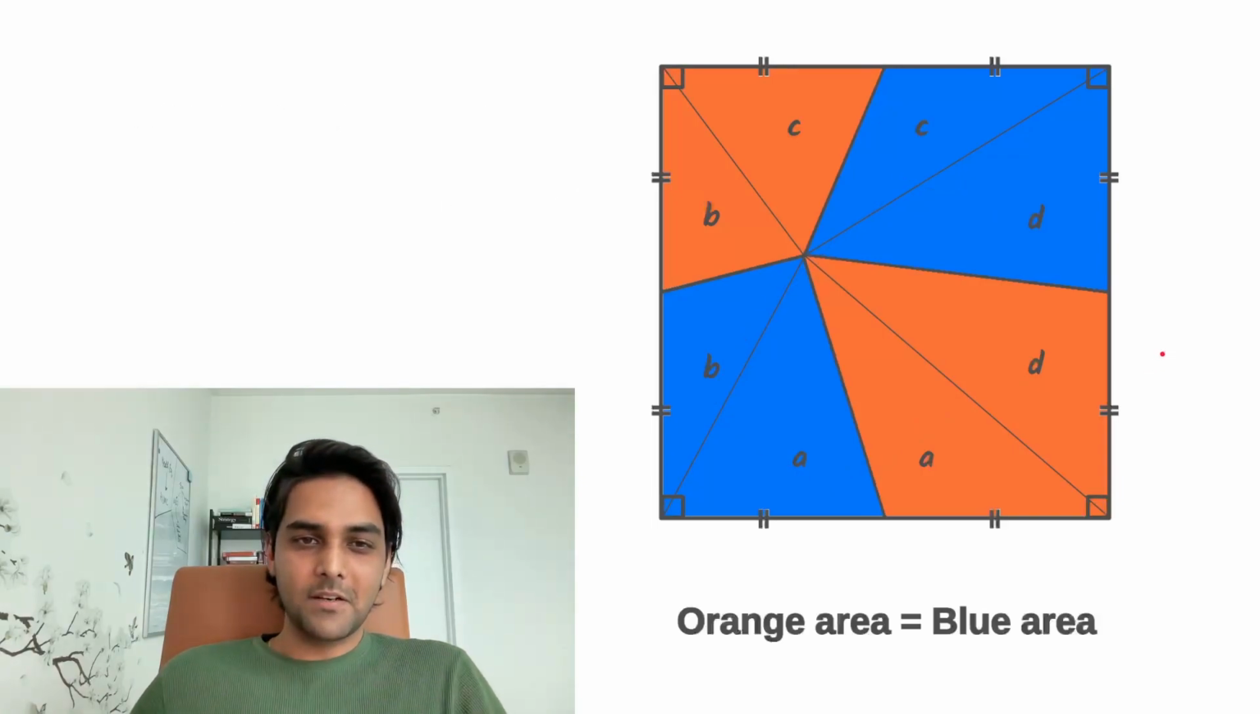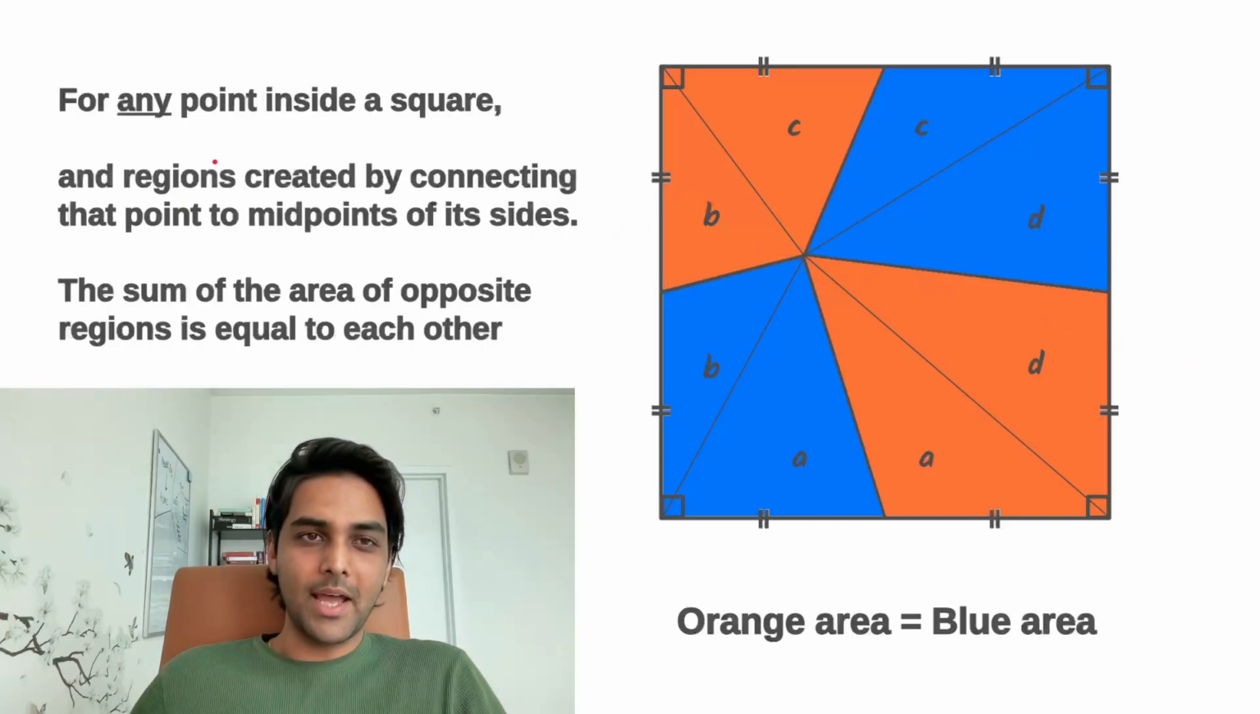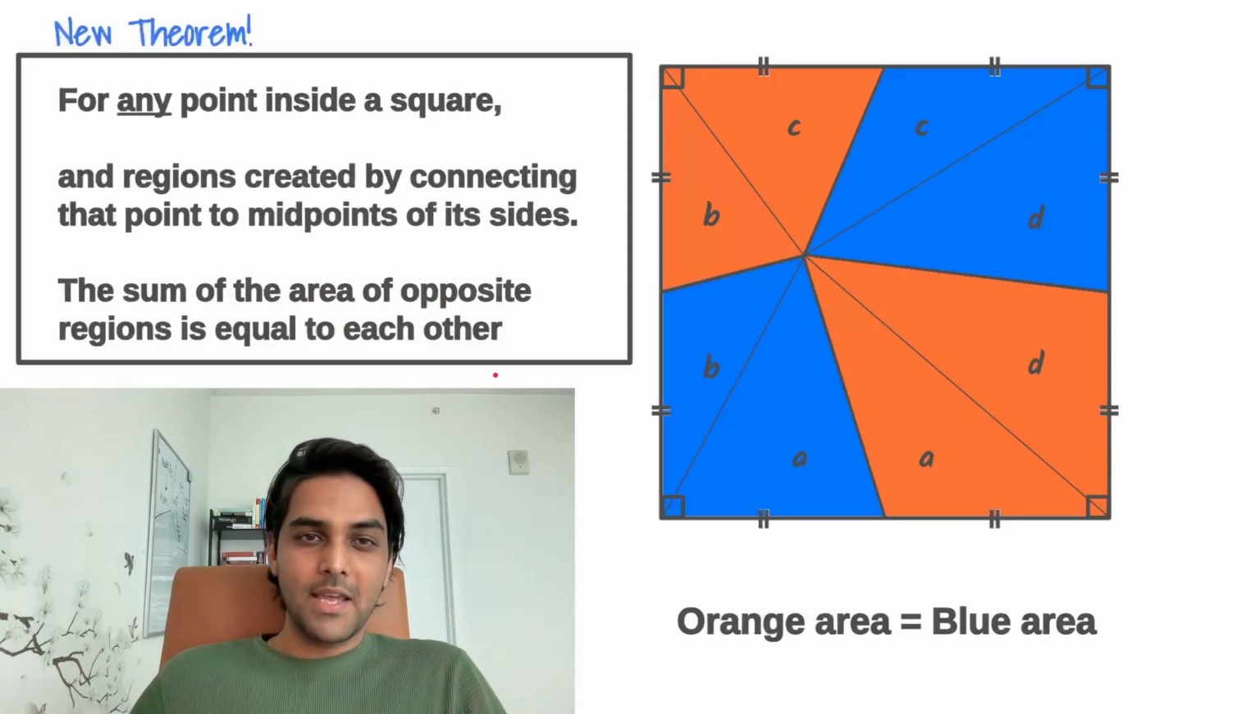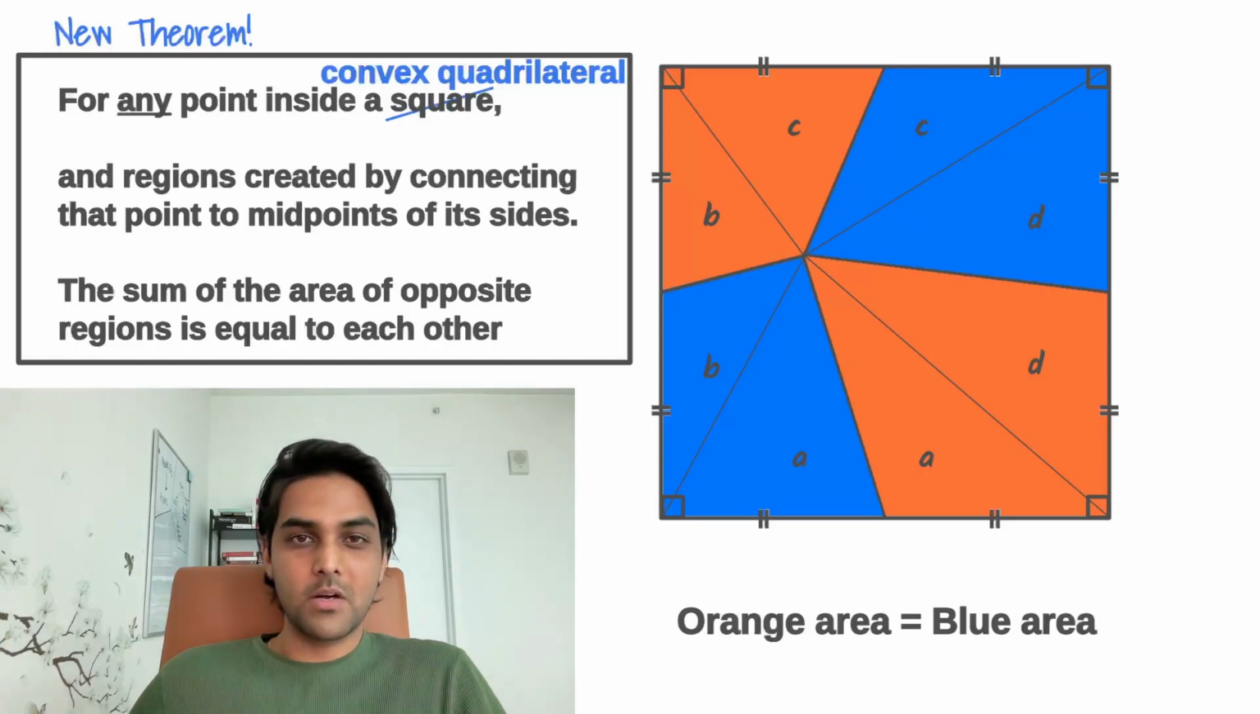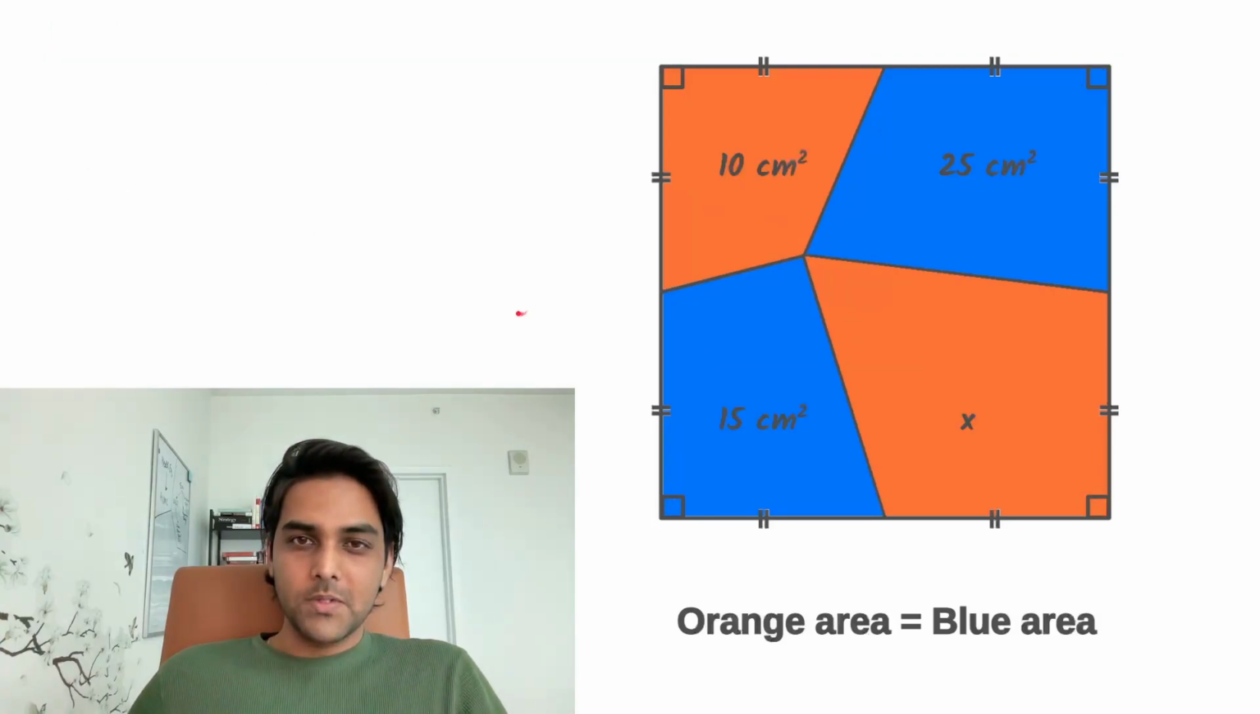This is a very general finding and we can write it down as: for any point inside a square and the regions created by connecting that point to the midpoints of its sides, the sum of the area of opposite regions is equal to each other. And there we have a new theorem. In fact, it is more general than that. It is not just true for a square, it's true for any convex quadrilateral. Let's put that to use.